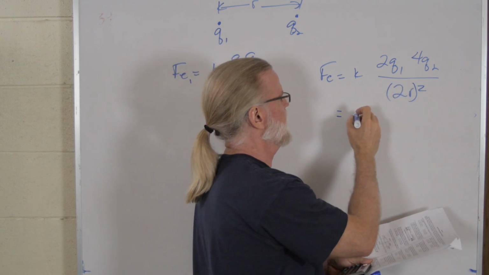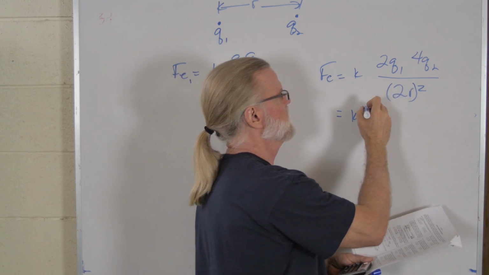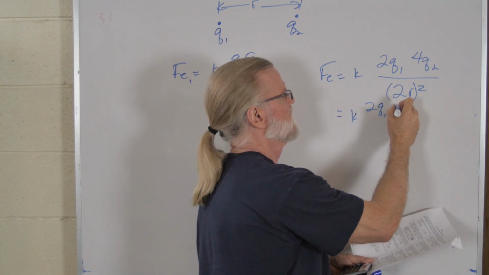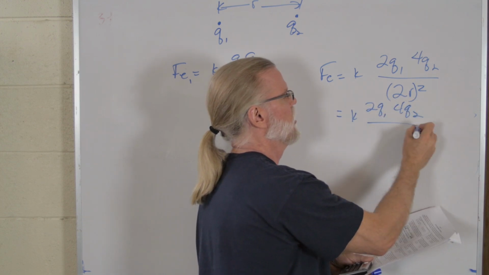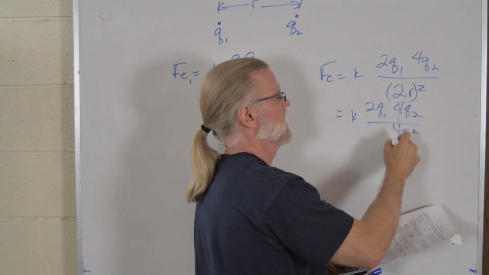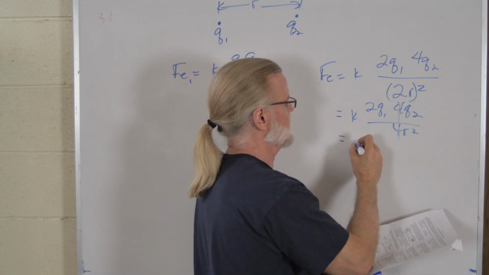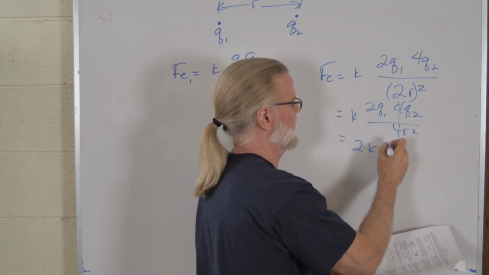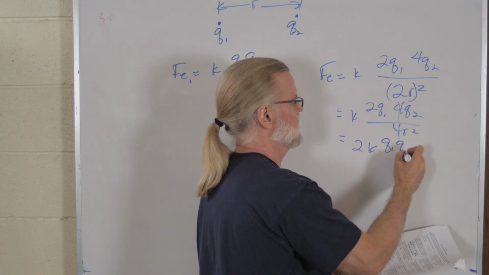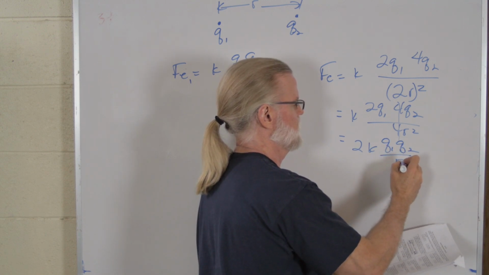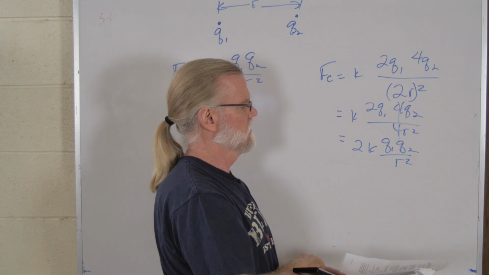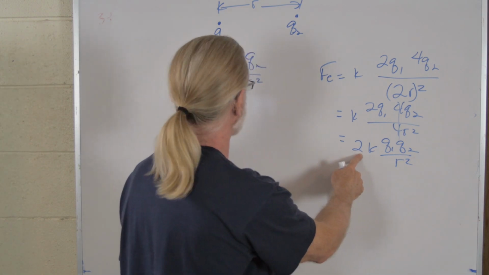So you're going to end up with something like this. 2Q1, 4Q2 over 4R squared. We can get rid of those. This looks like it's just going to be 2 times bigger. 2K, Q1, Q2 over R squared. Something like that. That looks like it's 2 times bigger than that.